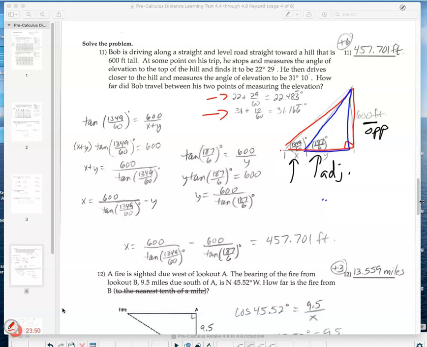are involved. Well, for the big triangle, that's the tangent of 1349/60 degrees equals 600 over x plus y. And then I solve that so I can figure out what x is, because that's what I want to find. I want x. And I realize, well, I'm going to need y, so I'm going to have to subtract whatever I get for y. And I set that one up, again, exact as 187/6. Improper fractions are exact. And that gives me y.